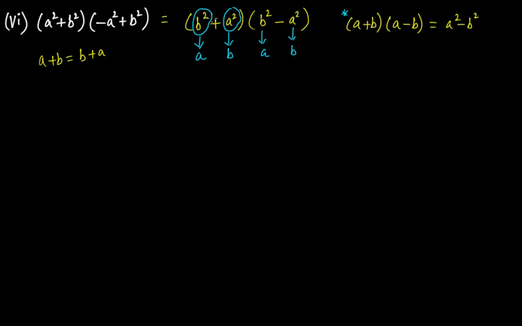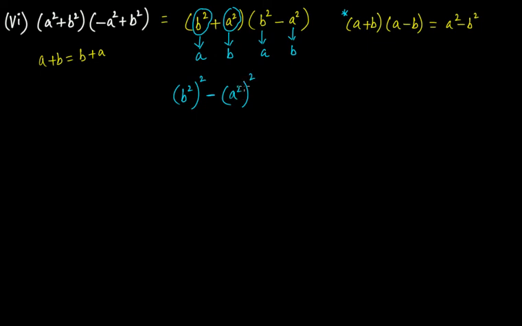b squared plus a squared multiplied by b squared minus a squared. That is a plus b multiplied by a minus b. Now this is equal to a squared minus b squared. So if this is a, then what will be a squared? A squared will be b squared whole squared, right? Then minus, then you have b squared, so b squared means a squared whole squared.